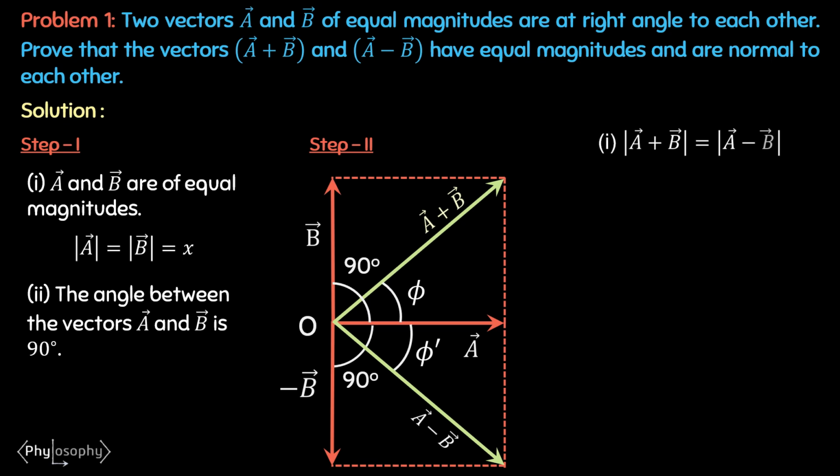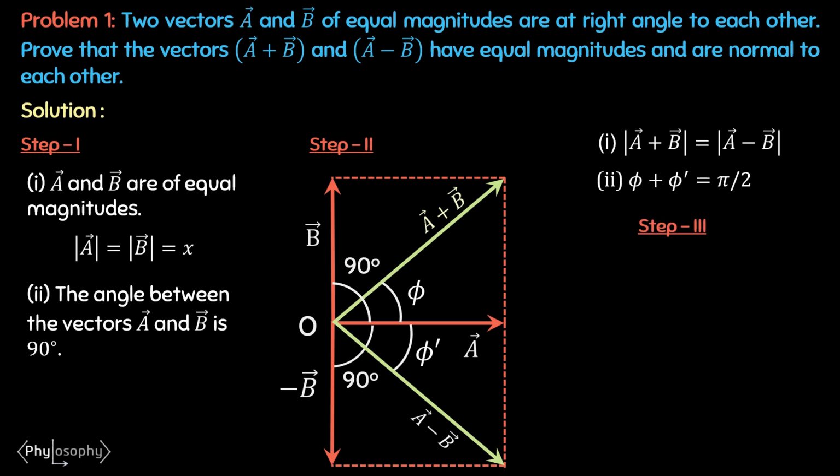So we have to prove that mod of vector a plus b is equal to mod of vector a minus b, that is their magnitudes are the same, and the sum of the angles phi and phi prime is equal to pi by 2 or 90 degrees. That is, the two resultant vectors a plus b and a minus b are perpendicular to each other.